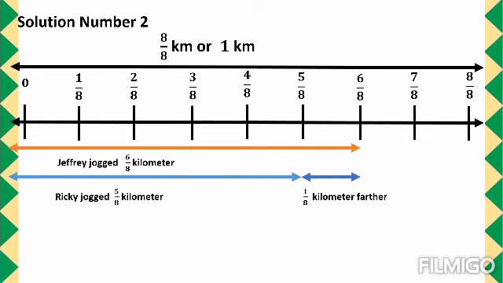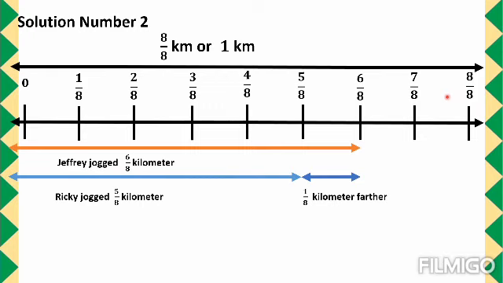Okay. Now here's another solution, guys. We have here on top 8 over 8 kilometer, or 1 kilometer, and each one here has a distance of 1/8. So we have 1/8 plus 1/8 is 2/8, another 1/8 makes 3/8, plus another 1/8 is 4/8, then 5/8, 6/8, 7/8, and 8/8. Now again, if the numerator and denominator are the same, that is equal to 1 when reduced to lowest terms.